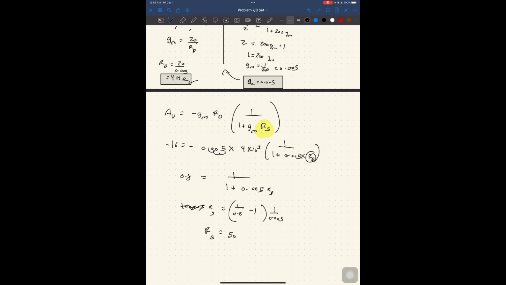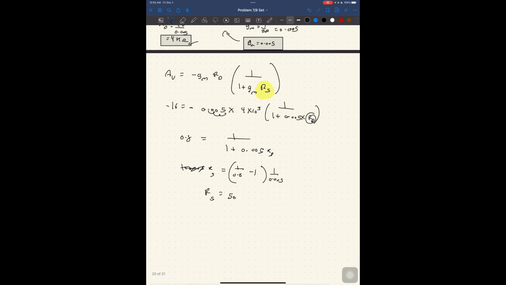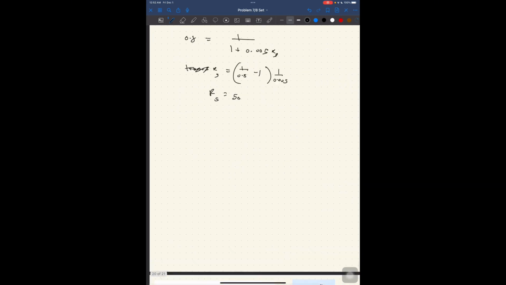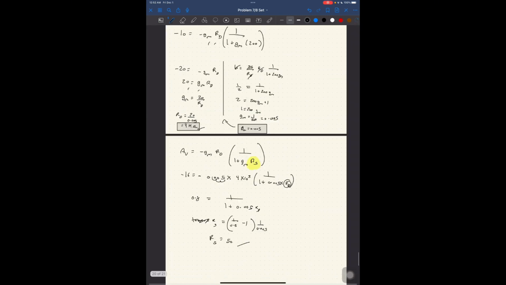And does this make sense? Yeah, this is a number slightly larger than 1. Right, this is like something slightly larger than 1. I divide it by 0.005, I expect a big number, which is 50 in this case. And I'm done with this question.